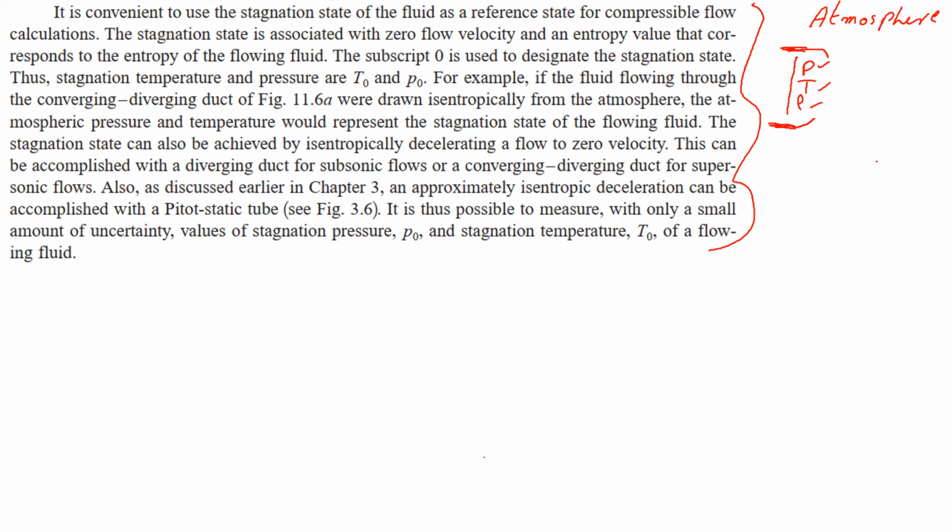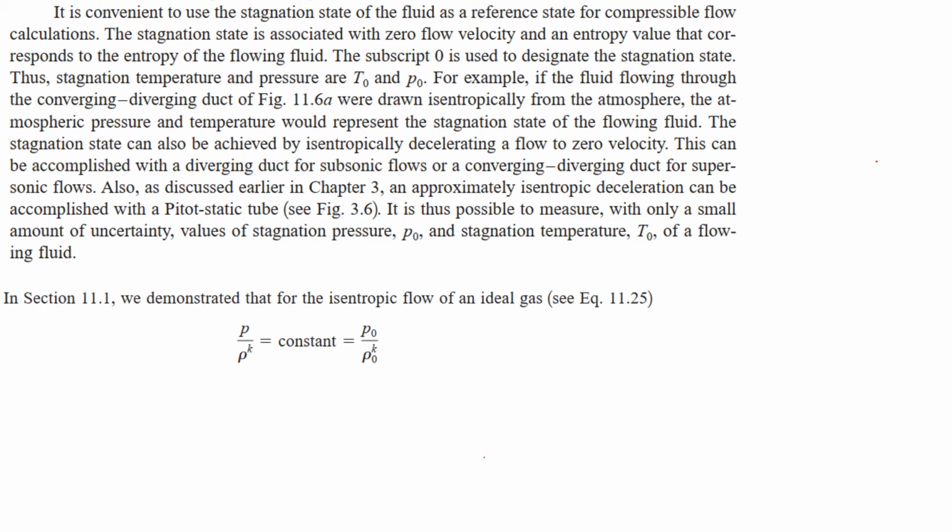Now what is our main concern? It is to derive some equations that will give us the pressure inside the nozzle, the temperature inside the nozzle, and the density inside the nozzle of the fluid. We will assume that in section 11.1 we demonstrated that for an isentropic flow of an ideal gas we derived these equations. This will be the pressure and density inside the nozzle, and this will be the pressure and density at the atmospheric condition, or the stagnation pressure and density.